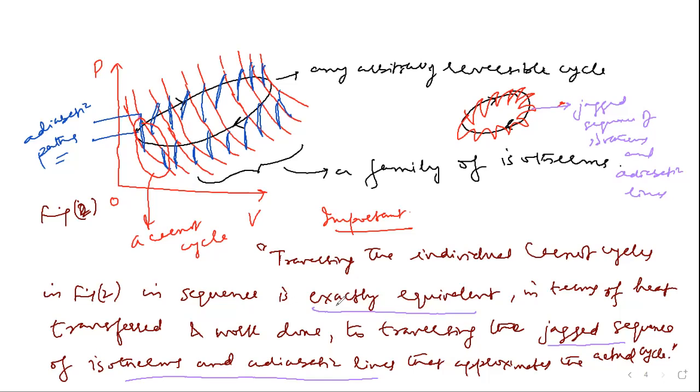Got it? I repeat, I am saying that work and heat for jagged sequence of isotherms and adiabatic lines and series of Carnot cycles in succession will be same for both these things. That's why we are saying they are exactly equivalent. But there is one thing which may confuse you when you think about it. How is that possible? How? Think about it at home. I will give you a hint.